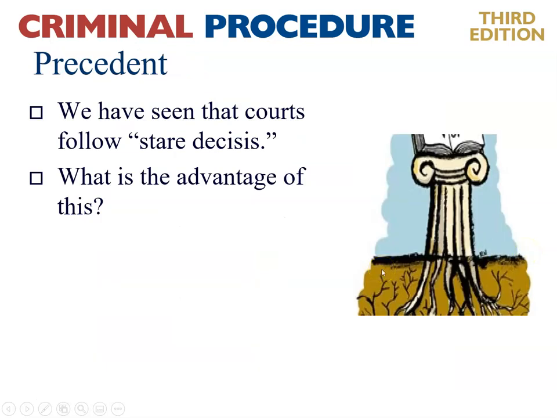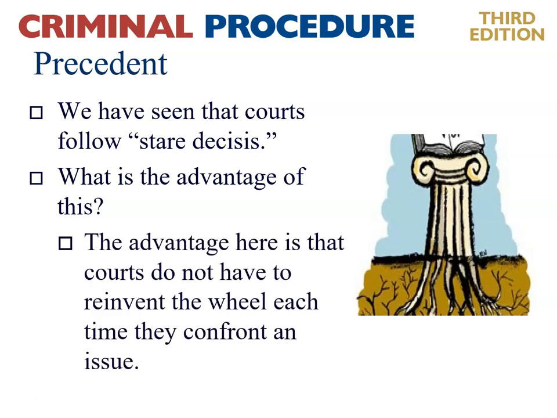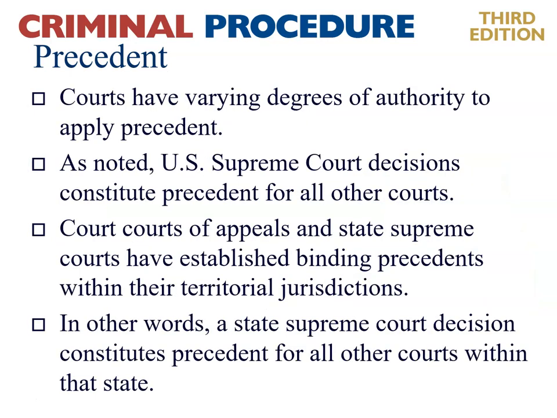Real quick, finishing up with precedent, and then we'll talk about judicial philosophy, and we'll be done. We have seen that courts follow that stare decisis thing. Think about the advantage. What would be the advantage of having other courts follow precedent? Keep that in your mind as we go through. Well, one of the advantages is that courts do not have to reinvent the wheel each time they confront an issue, because hopefully another court has already done that, and they can go off of that court's precedent.